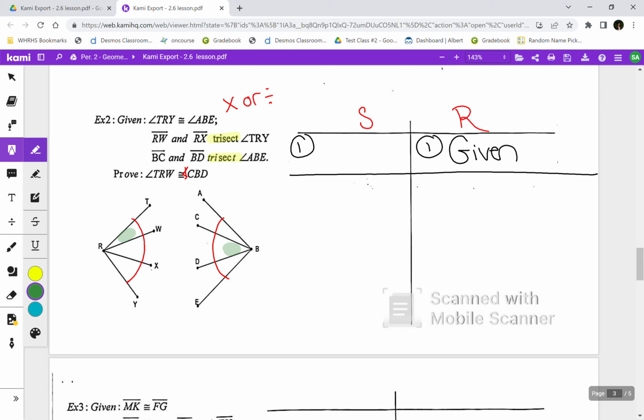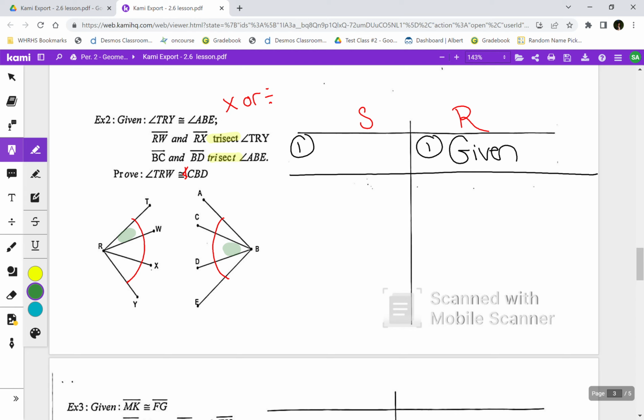Do we agree when you bisect, you divide by 2, or midpoint, you divide by 2? When you trisect, you divide by 3. So if the whole angles are congruent and we divide by 3, would their thirds also be congruent? Yeah, so we have the whole angles congruent and we're proving just a third of them congruent.